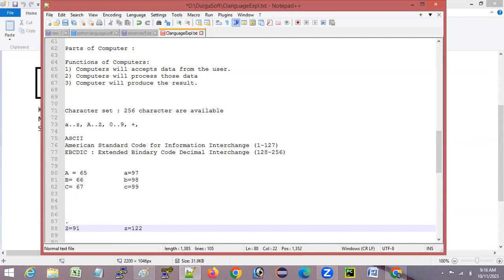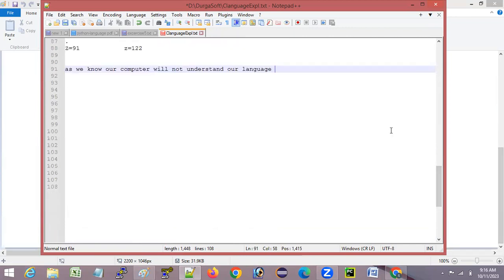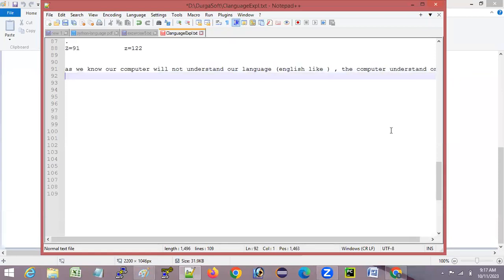Now they convert this into a binary code. Why binary code? As we know, our computer will not understand our language. What is our language? It is English-like characters. Whether it is Hindi, English, Telugu, Kannada, or whatever language you enter, the computer doesn't understand it, because the computer understands only machine code language, that is 0 and 1.